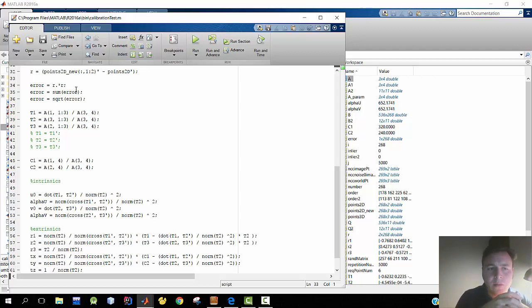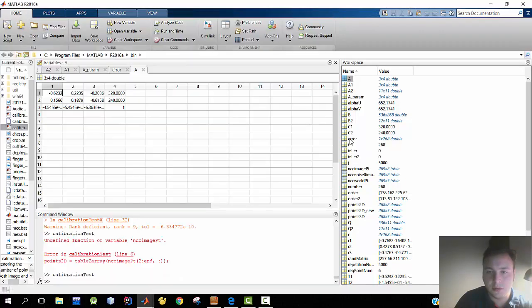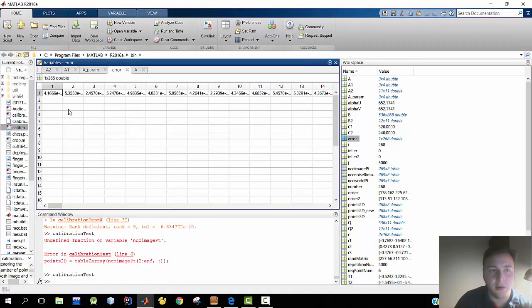So we are doing that here. We are taking the squares, summing these squares and taking the square root of these sums. After that, I want to show you the errors that I found. These are very small values actually, as we can see.